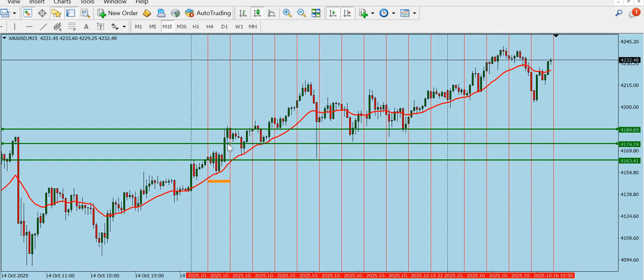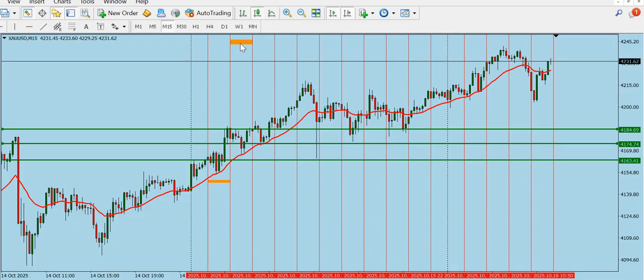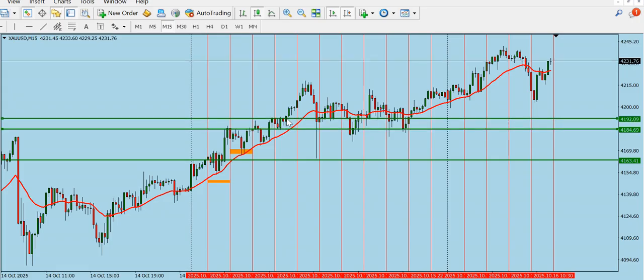Price still rose from here to here, so I'll have my support at the midpoint in the second half of the box. So my support will be here. Then from here to here, price rose, so I'll move this to the close of the last candle before the separator.